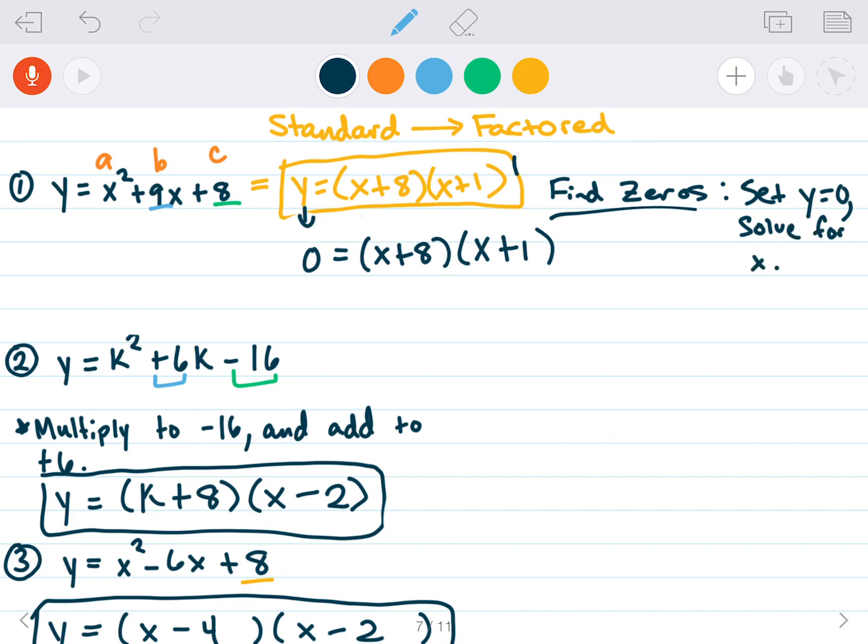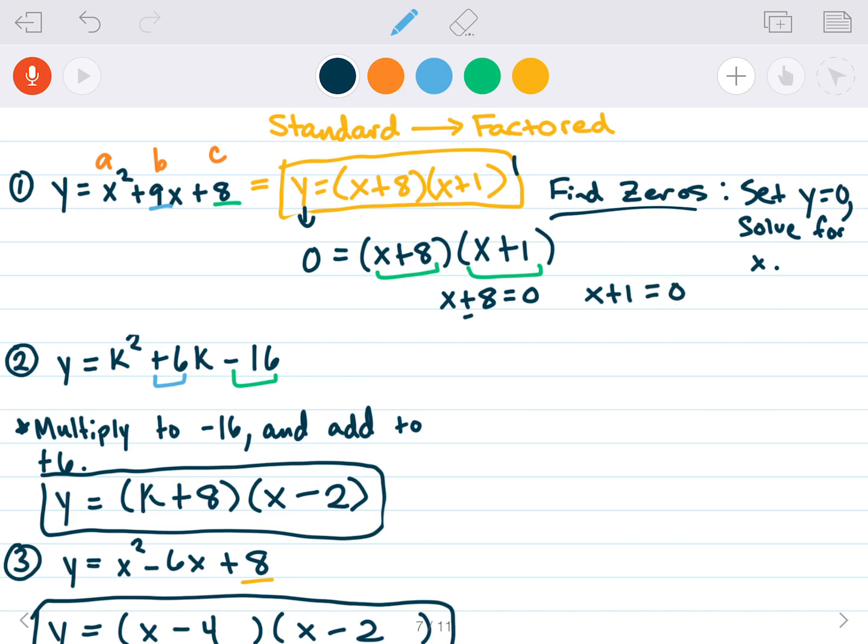Okay, so basically what this is saying is we have two things being multiplied. One of them could be 0 or both of them could be 0, right? If we multiply a number by 0, it's still 0. So we have to set each factor equal to 0 and solve. So first of all, the x plus 8 we're going to set equal to 0, and then we're going to set x plus 1 equal to 0 and solve.